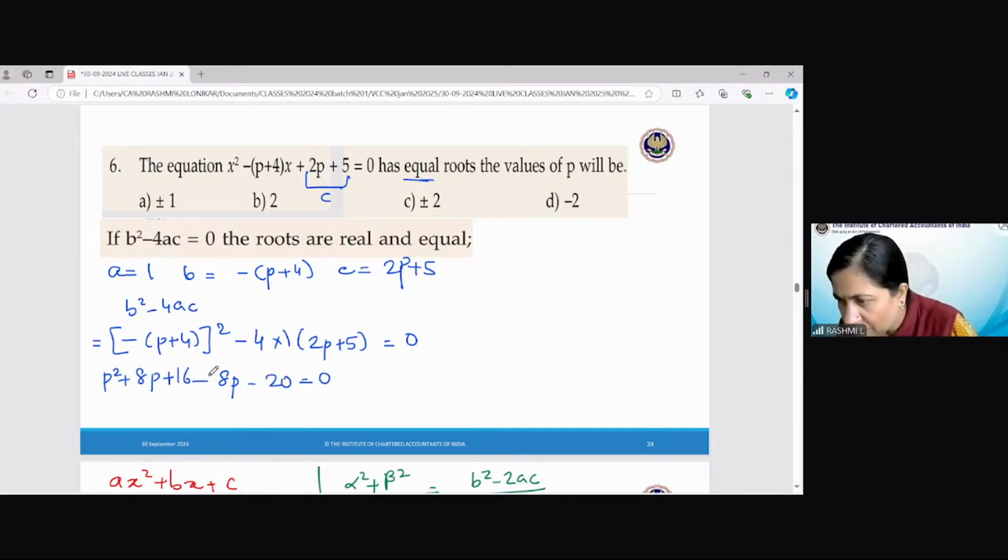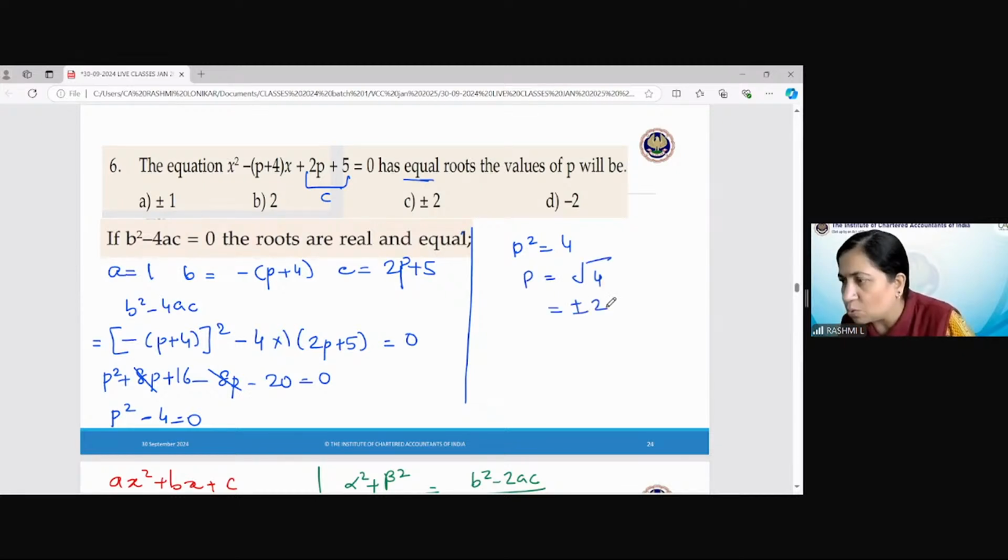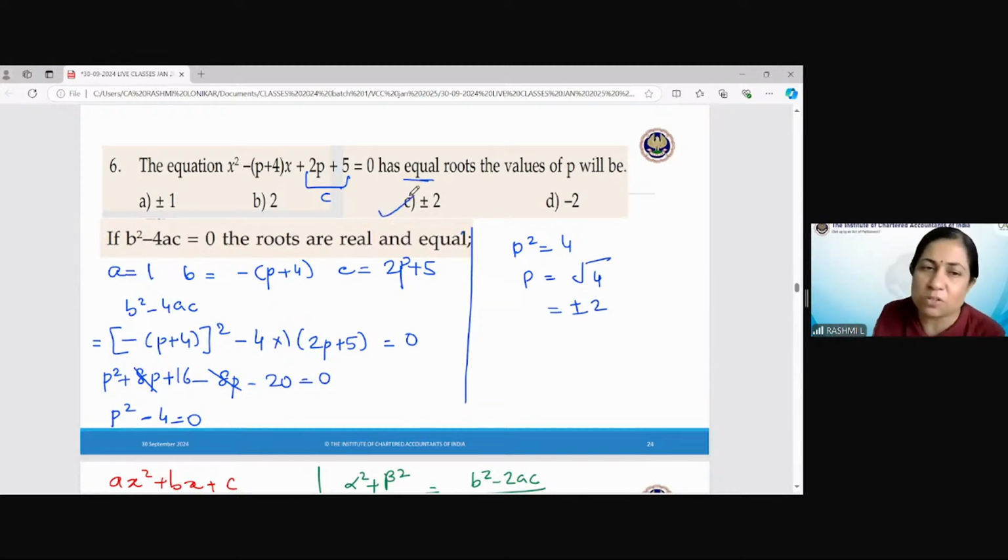This plus 8p minus 8p gets cancelled, so this is p square plus 16 minus 20 is minus 4 is equal to 0, okay. So p square is equal to 4. So p is equal to square root of 4, which is equal to plus or minus 2. ठीक है, इन्होंने 2 भी दिया है, minus 2 भी दिया है, but answer will be C, plus or minus 2. Understood? Okay.